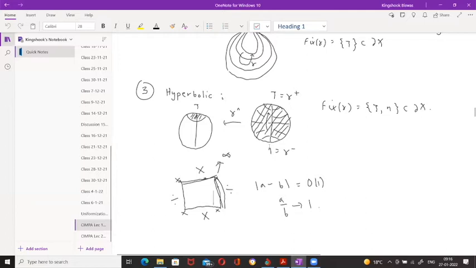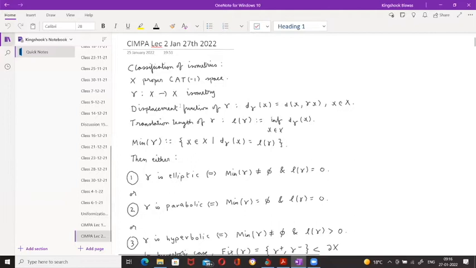So I wanted to say a little bit more about this classification of isometries in terms of what's called the displacement function and translation length. So here's the setup. X is a proper CAT(-1) space. Proper means, as usual, that closed and bounded balls are compact. And gamma is an isometry of X. So then you can define what's called the displacement function of gamma. It's this function, d_gamma(x), the distance between x and gamma x, where x is a point in the CAT(-1) space. So this measures how much gamma moves points.